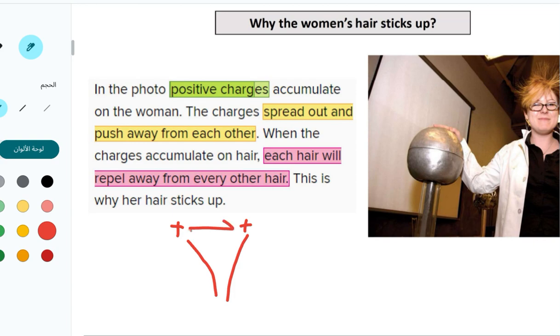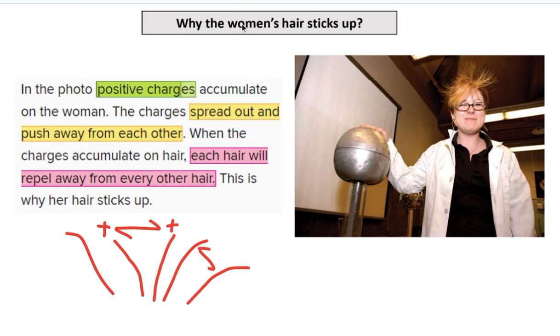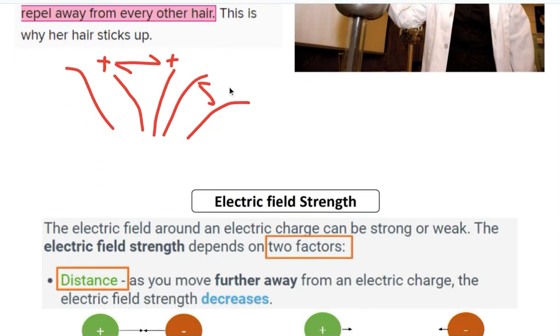So these two charges are pushing away. And no matter how many hairs we add up here, if they all have the same charge, they will push away from each other. Right? Okay, moving forward to the next.